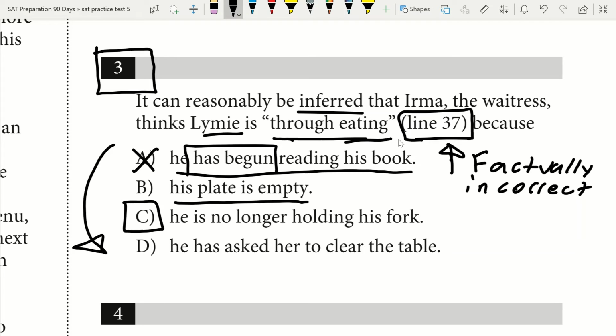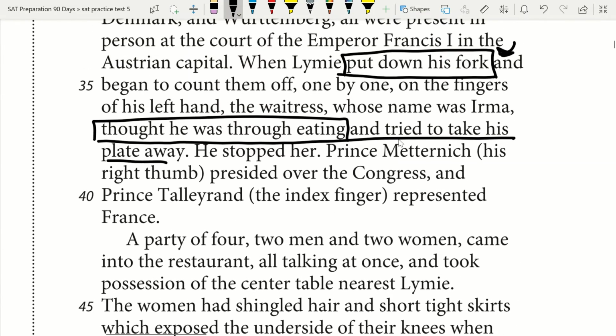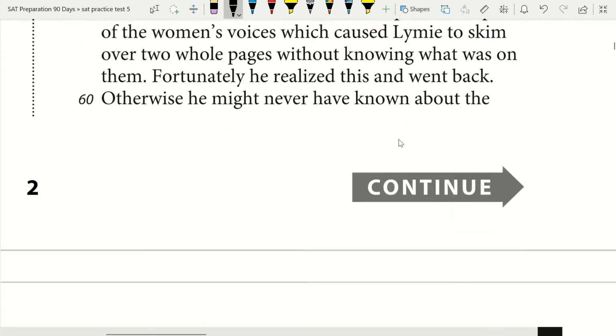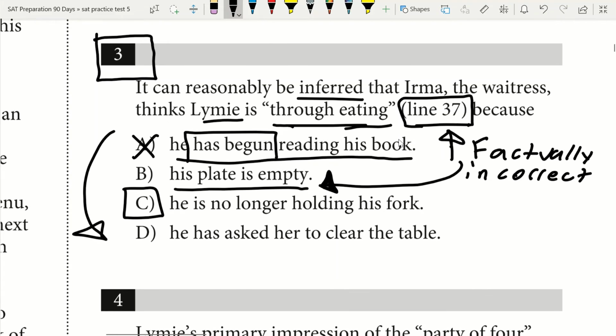The passage at no point says that his plate is empty. So once again, that's going to be factually incorrect, right? At no point does it say his plate's empty. Furthermore, he tries to stop her from taking his plate in the lines that follow. I'll go ahead and show you that. We see he stopped her, right? I'll go ahead and circle that. He stopped her. Would he stop her if his plate was empty? No, he would let her take it.